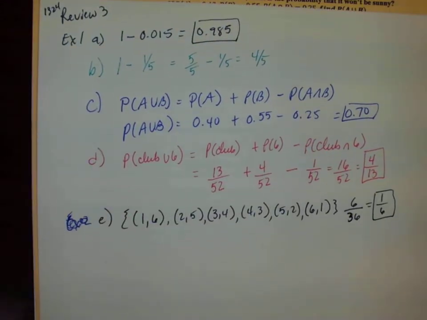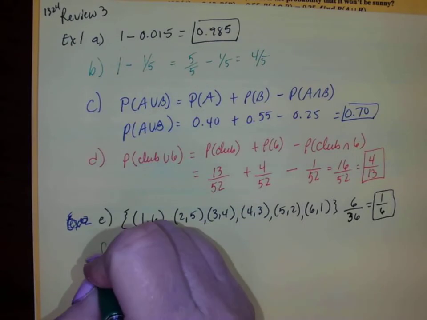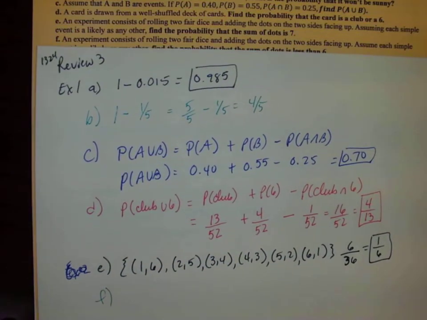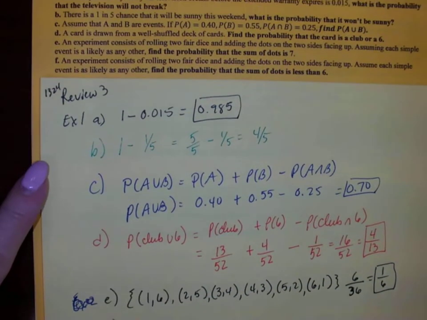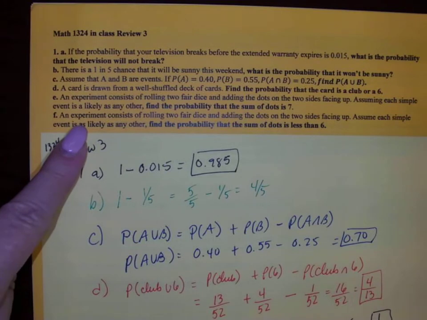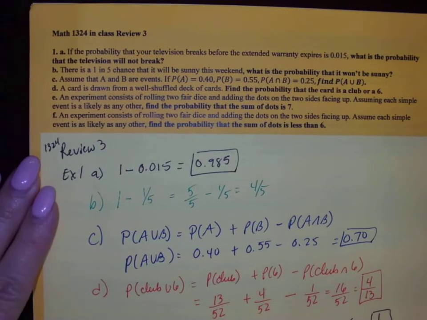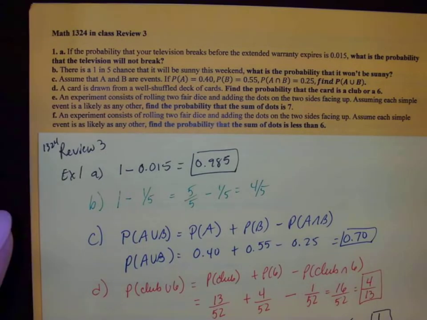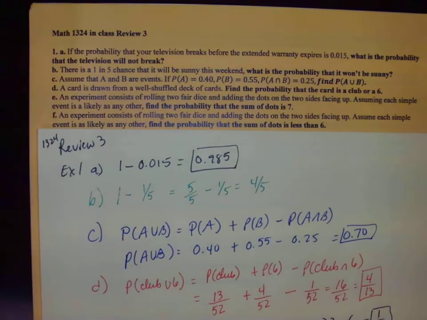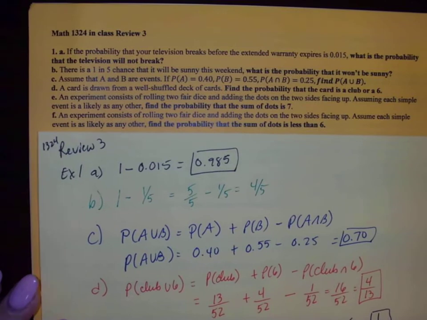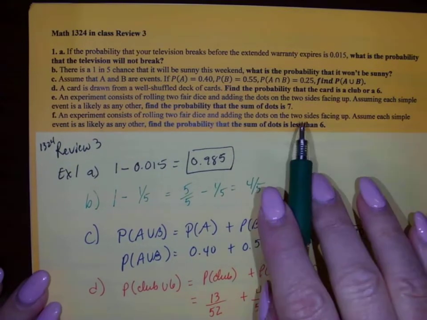All right, our next question, for letter F, I'm going to scooch back down here. An event consists of rolling 2 fair dice and adding the dots on the 2 sides facing up. Assume each simple event is as likely as any other. Find the probability that the sum of the dots is less than 6.